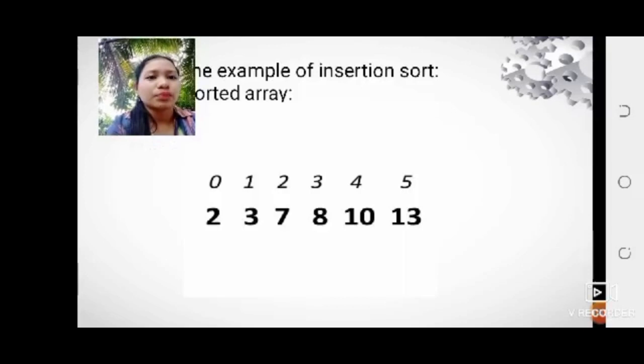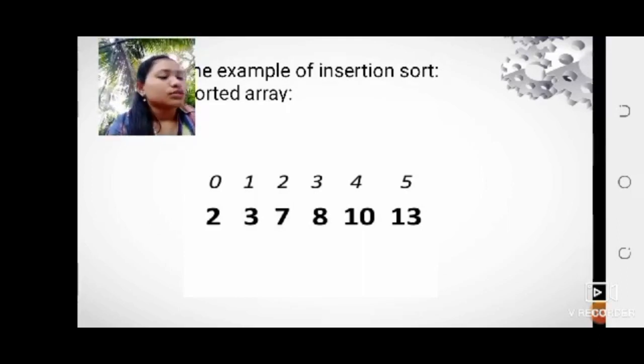So for example, we have here an already sorted array. So we have, at index 0, 2; in index 1, we have 3; in index 2, we have 7; in index 3, we have 8; in index 4, we have 10; in index 5, we have 13. So remember that when we talk about index, it starts with 0 and then element starts at 1.